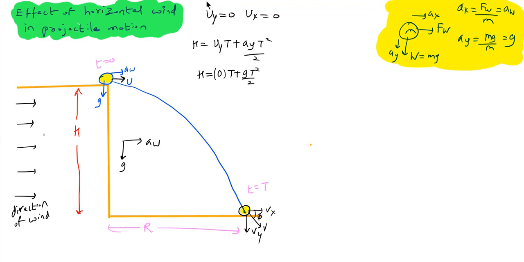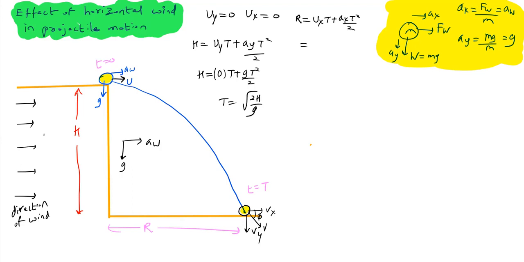T square by 2. So what is the time of flight? 2h by g. Then we'll calculate the range. This range has to be calculated. We'll apply equations of motion along the x-axis. Range R is equal to ux t plus ax t square by 2.